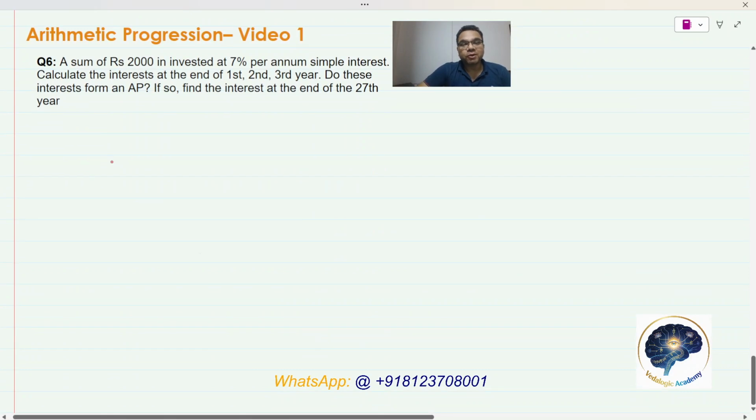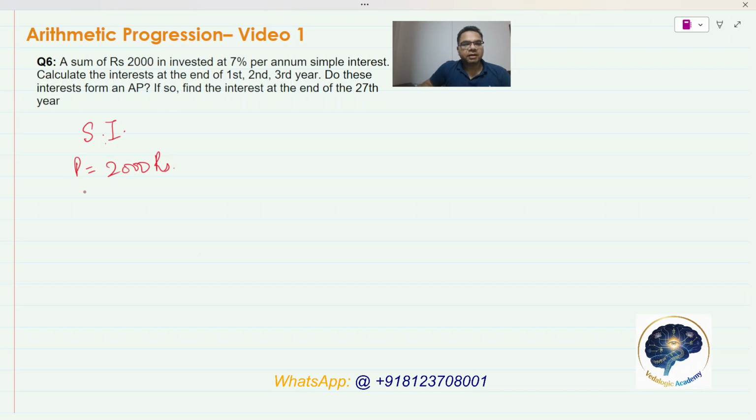Okay, coming to the last question now. The sum of 2000 rupees is invested at 7% per annum, simple interest. So this is simple interest. Principal is 2000 rupees, rate is 7%.